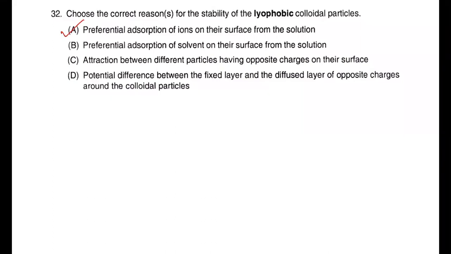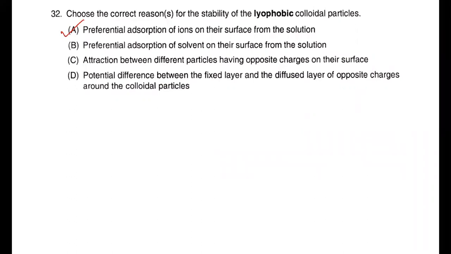Option C, it's given attraction between the different particles having opposite charge on their surface. So opposite charges on their surface have attraction, but that is not the cause of the stability, because by that time it is not converted into a diffused layer and fixed layer system to increase their zeta potential. Till then it won't increase their stability. So this is also an incorrect statement.